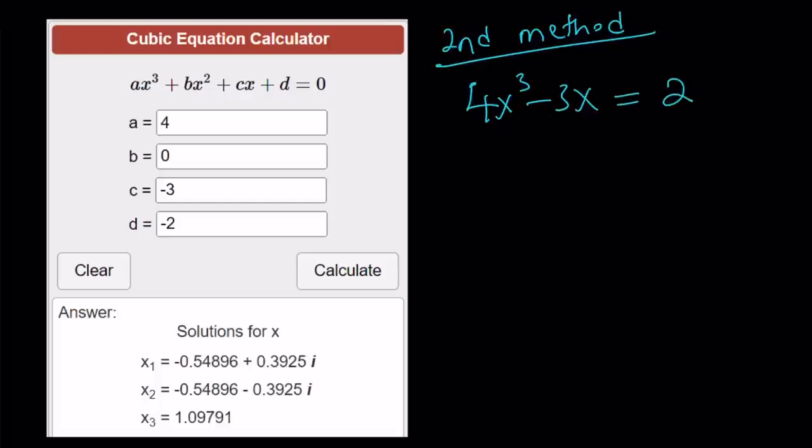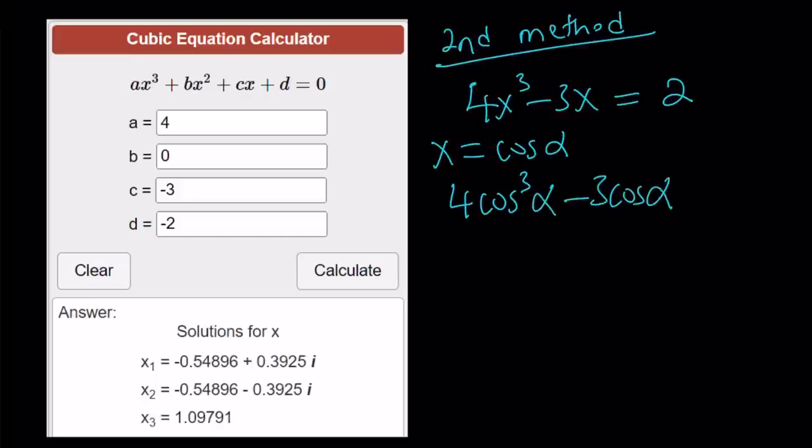I'm going to call x cosine of alpha. And there's a motivation behind it, because if you plug in cosine alpha for x, you get 4 cosine cubed alpha minus 3 cosine alpha. And this is equivalent to cosine of 3 alpha. So anytime you see 4x cubed minus 3x or multiple of that, and here's another video that I made on this topic, you can always plug in cosine alpha.